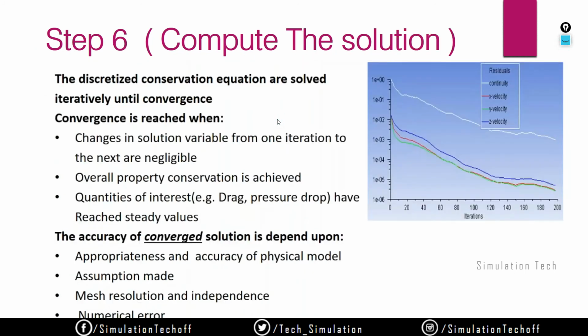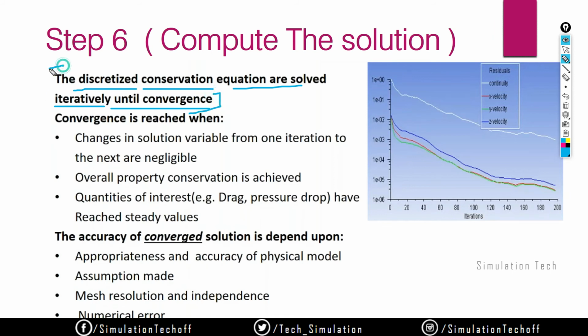The next thing is to compute the solution. It's a major task. Usually you can't expect all problems to converge. Sometimes, if you are really lucky, your problem will converge. Convergence only happens if all the factors are correctly assigned, otherwise the problem will never converge. The discretized conservation equations are solved iteratively until convergence.